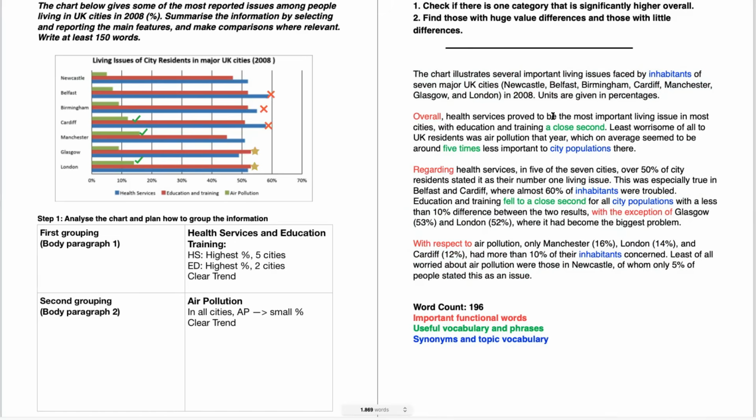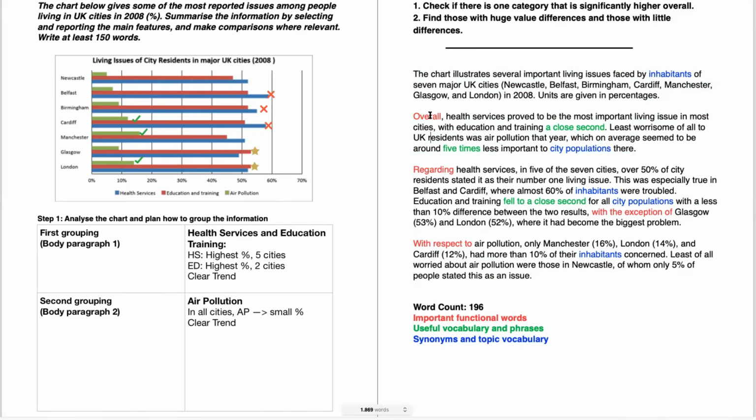So I have used the word inhabitants quite a bit in this essay, just because it's a great way to say people who are living in various cities. They live there, they are inhabitants. And for our overview, it's basically what we talked about here.